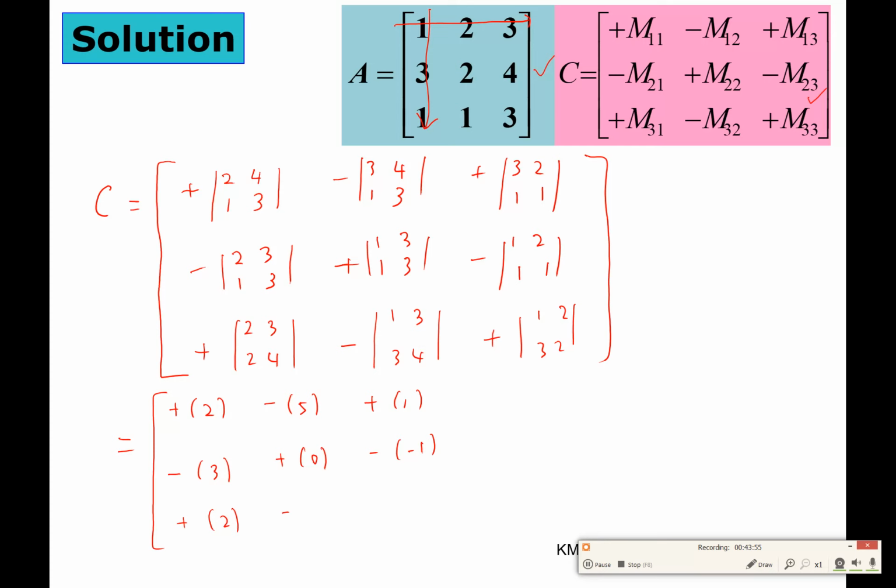And this is negative 5. And this is 2 minus 6 is negative 4. You simplify this as 2, negative 5, 1, negative 3, 0, 1, and this is 2, 5, negative 4.